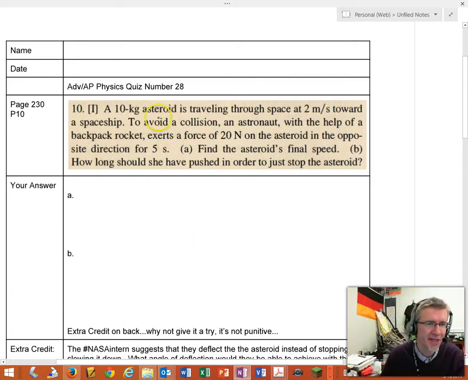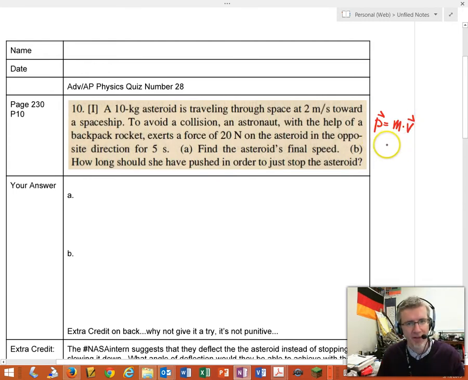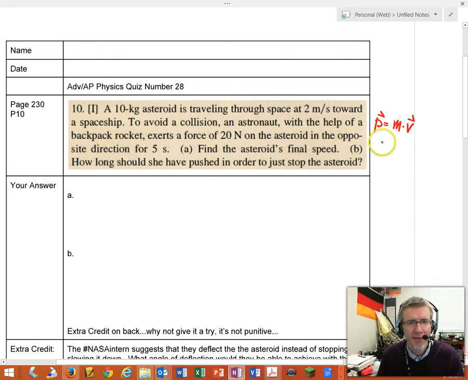Okay, a 10 kilogram asteroid is traveling through space at 2 meters per second. Recall that momentum equals mass times velocity, a vector equation. Vectors will be important, a hint for the extra credit. So let's see here. I've got a mass of 10 kilograms and a velocity of 2 meters per second.